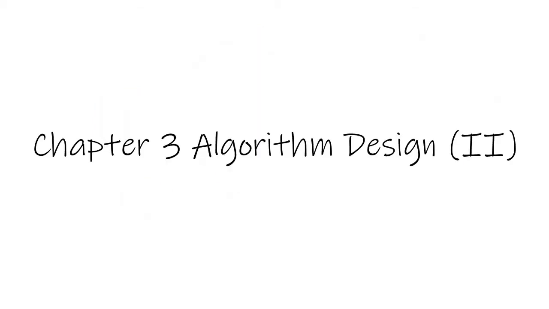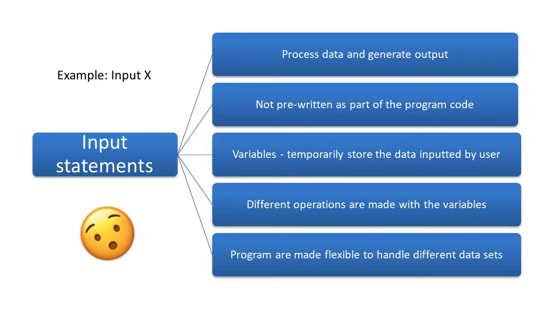To design an algorithm, we need to have input, output, and assignment statements. Let's start off by talking about input statements. Input statements are written to process data and to generate outputs. Data entered in input statements is usually not pre-written in a program as part of the program code, and variables are used to temporarily store the data inputted by users when a program is running. With the use of input statements, programs are more flexible and are able to handle different data sets without having to change the program code.